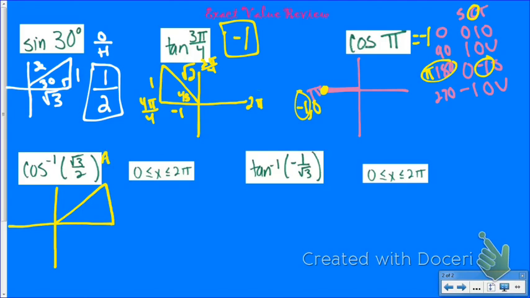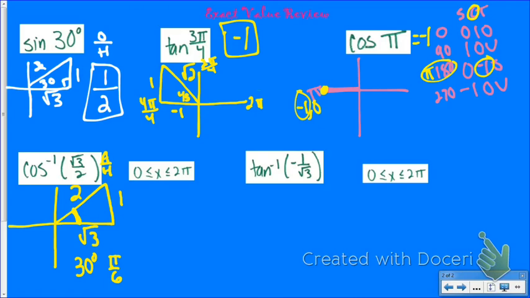Cosine's ratio of adjacent over hypotenuse. So my adjacent side here is the square root of 3, and my hypotenuse is 2. Well, then if I do the Pythagorean theorem, my missing side is 1, which means that reference angle there has to be 30 degrees. So the principal inverse value there is 30 degrees, or if I want to do it in radians, that's the same thing as pi over 6.